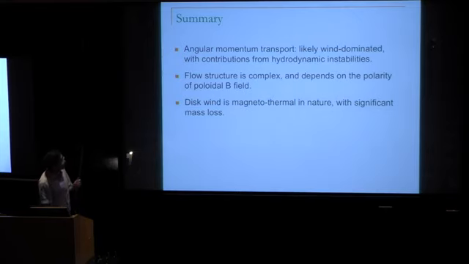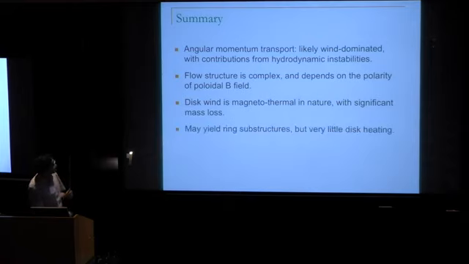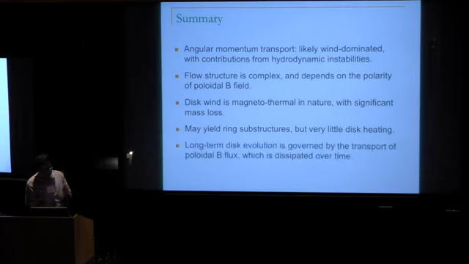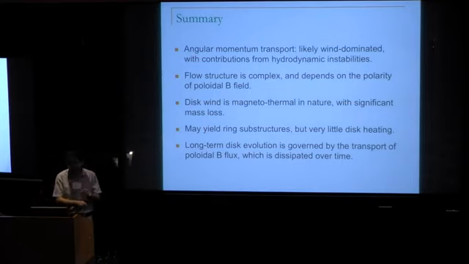The disk wind is magnetothermal in nature with significant mass loss comparable to the accretion rate. This might yield ring-like substructures, but it's of course debatable, and with very little heating. The Joule heating is very inefficient. The long-term disk evolution is likely governed by the transport of magnetic flux, which is transported outward, and magnetic flux gets dissipated over time.